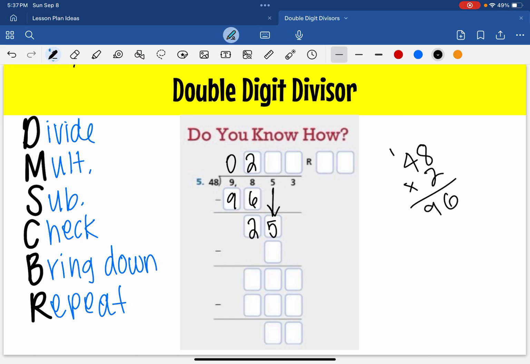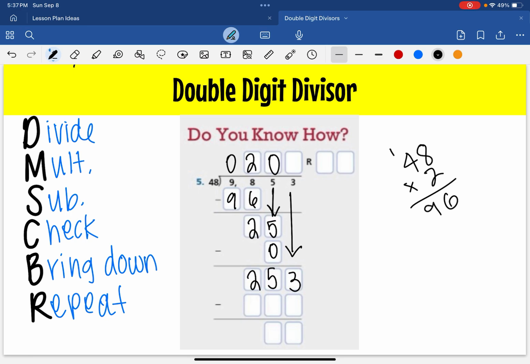Can 48 go into 25? So whenever your answer's no there, you're going to put a 0 at the top. So then you just keep on repeating the process. 0 times 48 is 0. Then you subtract to get 25. Now you check. Is 25 less than 48? Yes. Now you bring down 3.